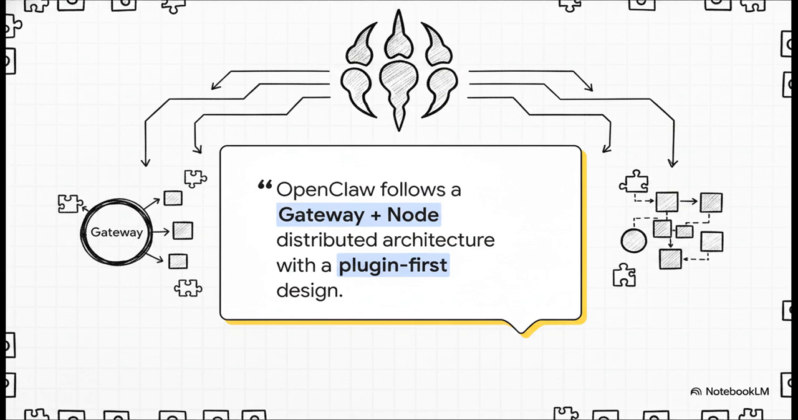Honestly, if you only remember one thing from this whole explainer, make it this quote from the documentation. It just perfectly sums up the entire architecture. It's a distributed gateway plus node system built entirely around a plugin-first design. That really is the essence of OpenClaw.